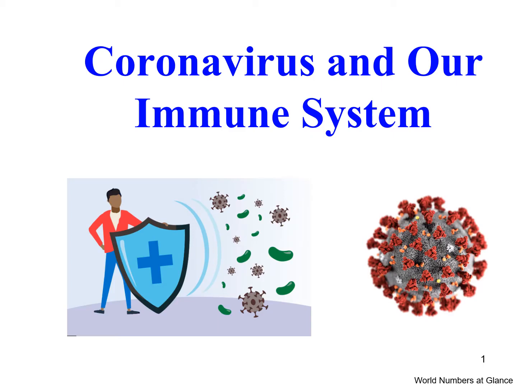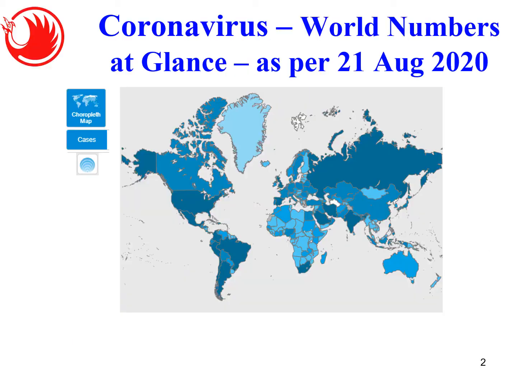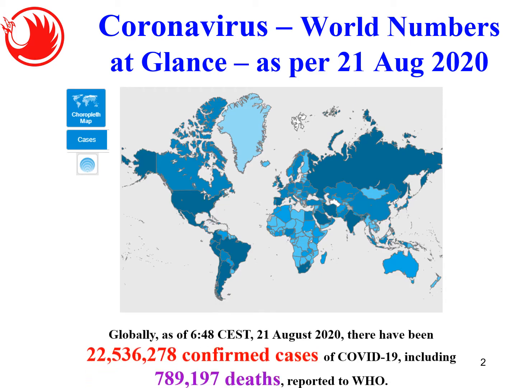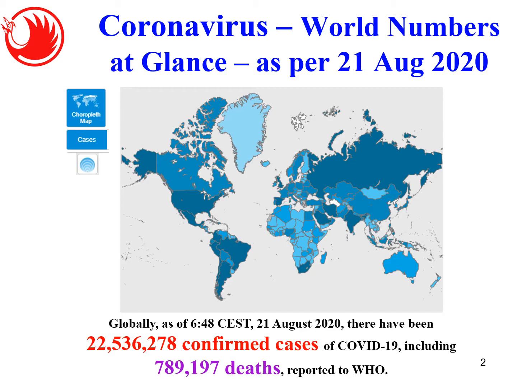So let's take a look at this latest statistic on this coronavirus. As per 21st August 2020, that's 2 years back, when I checked the statistic, I think there are 22,500,000 confirmed cases of COVID-19 worldwide, including 789,000 deaths reported to WHO. I think this is a very high number of infections and also of deaths. You can look at the map here. These maps show the number of cases in every continent or every country.